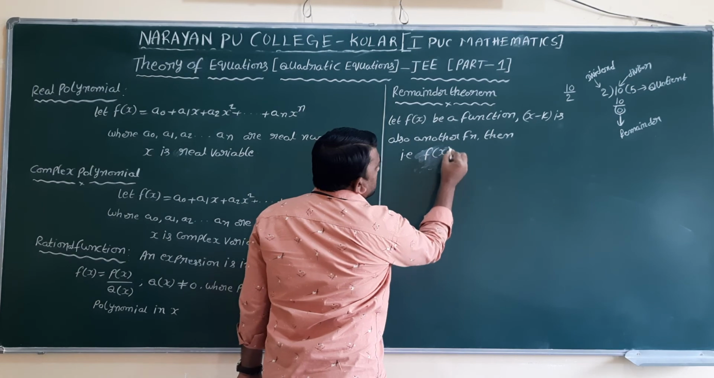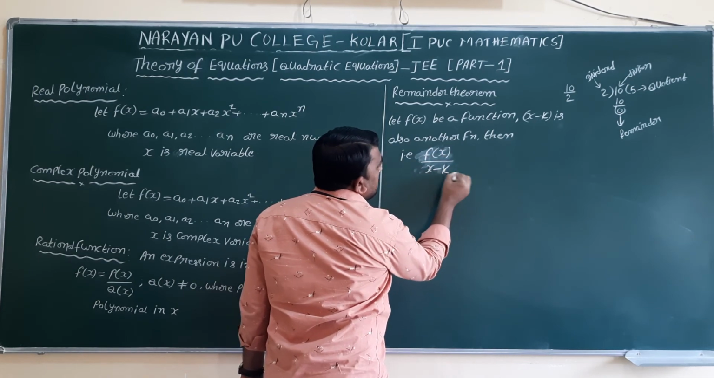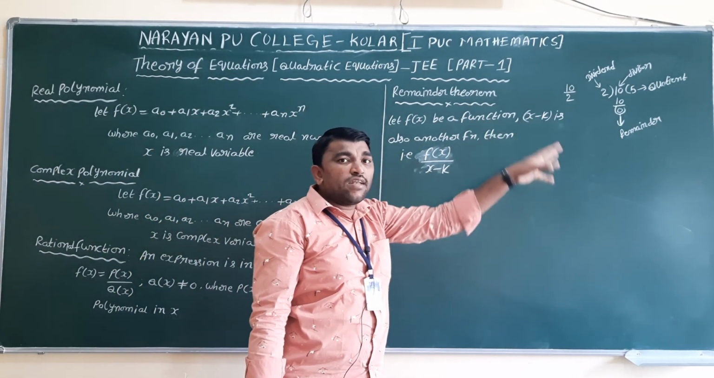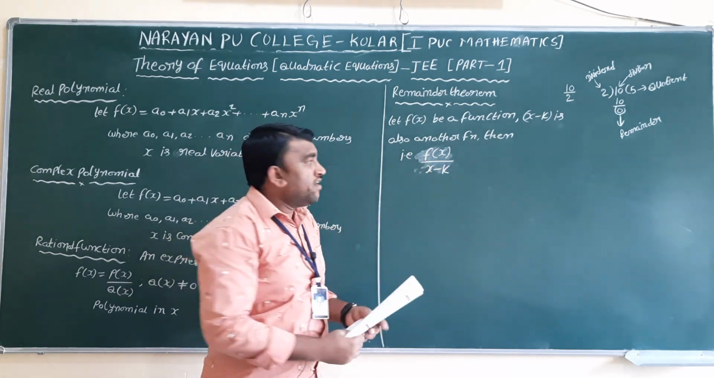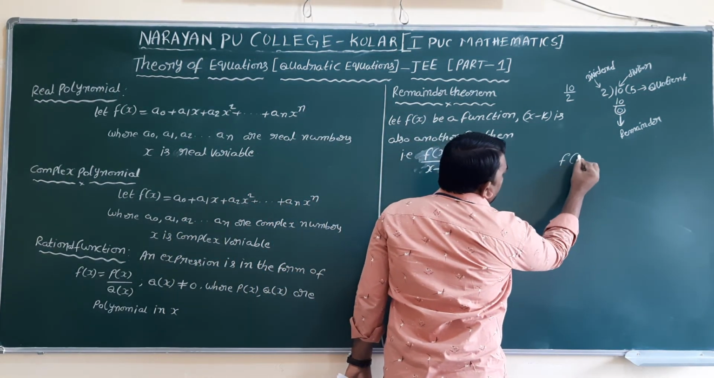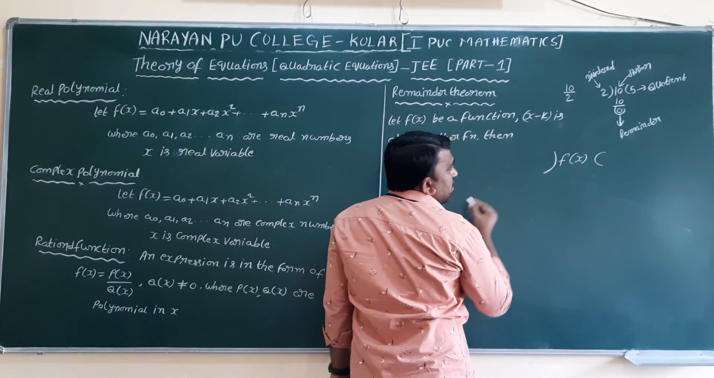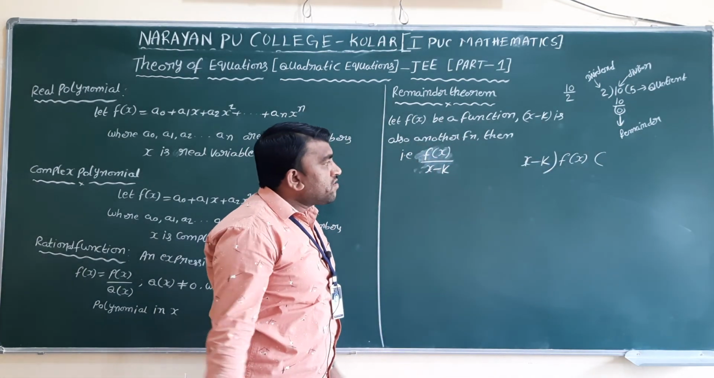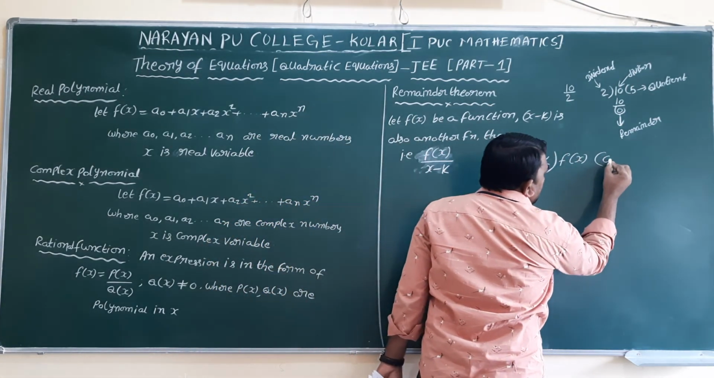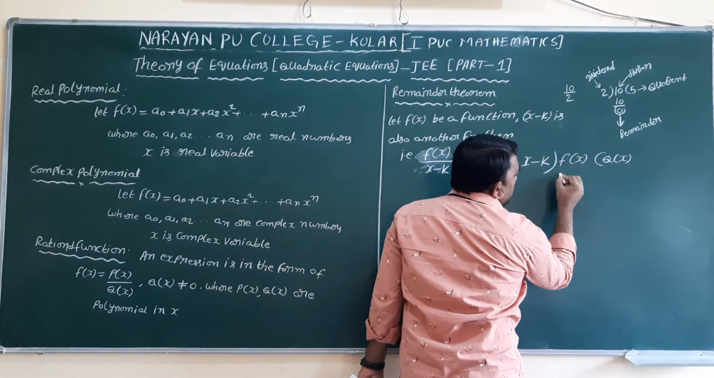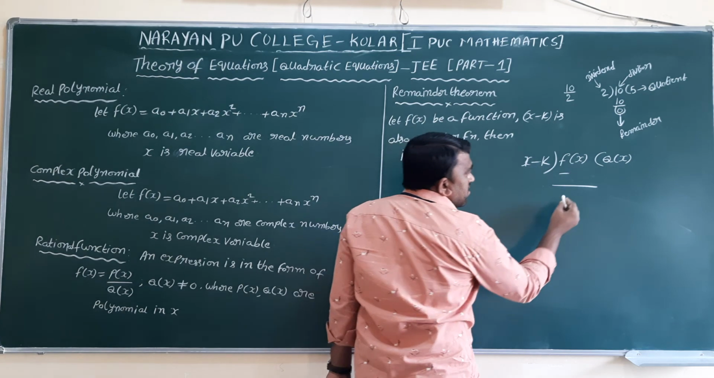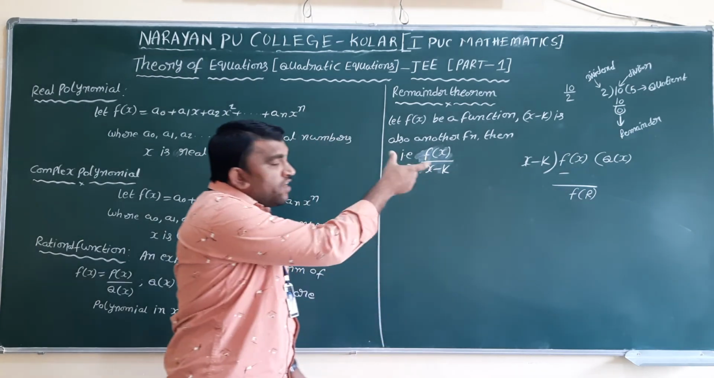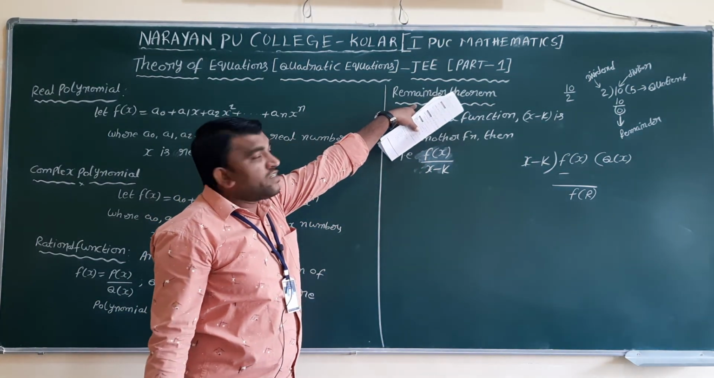f of x is divided by x minus k. Here f of x is divisible by x minus k. Then we'll get some remainder, f of k. Generally we can write like this: f of x is a function divisible by x minus k. We don't know the quotient, so you can take it as q of x. After dividing, we'll get some remainder, which we can take as r. How to express this whole expression in terms of the remainder theorem?